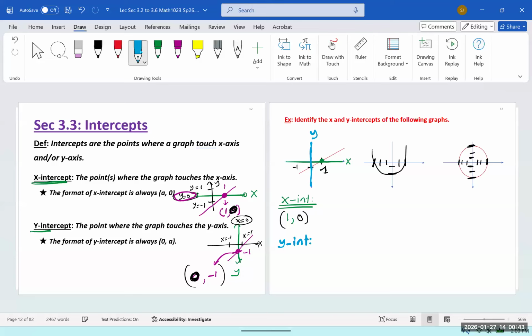So y-intercept, you're going through the y value -1. So your y is -1 and your x is 0. So we have x-intercept is 1, 0, the green point, and y-intercept is 0, -1, the blue point.